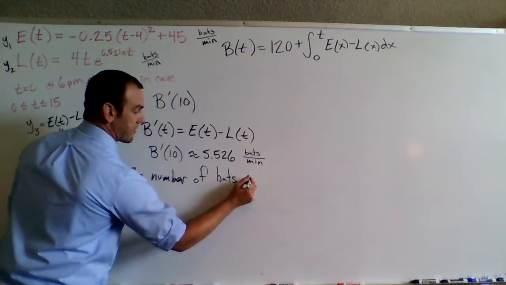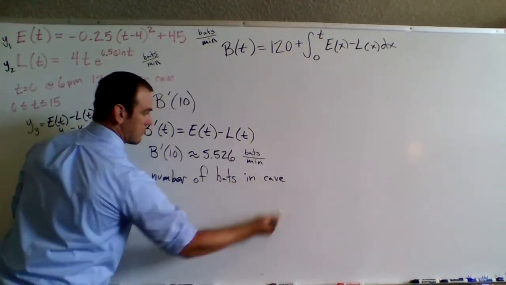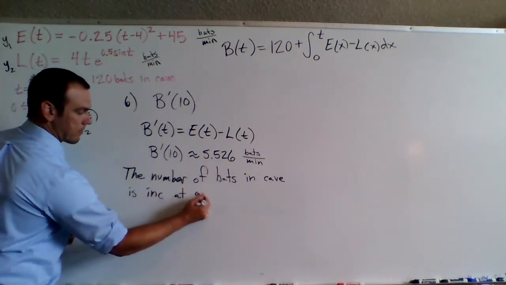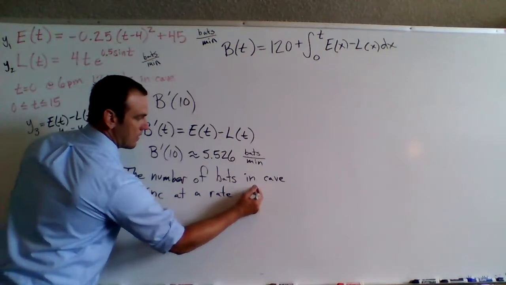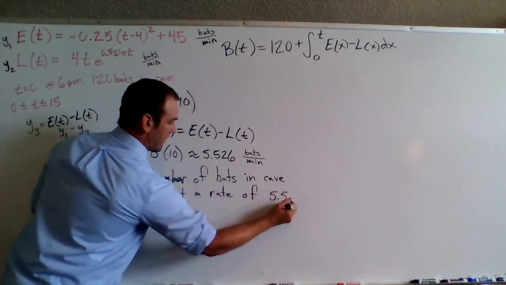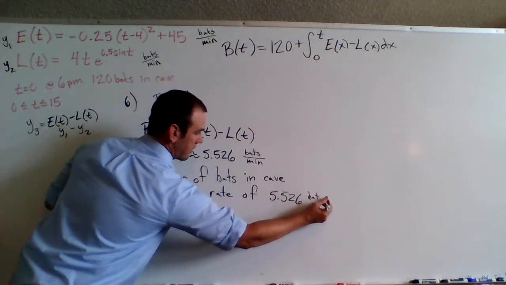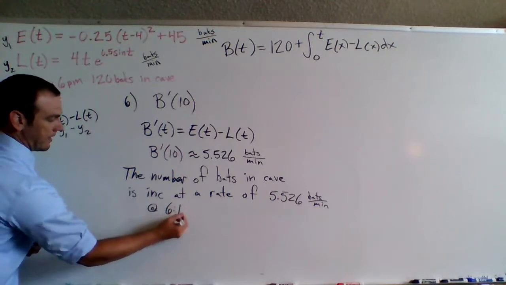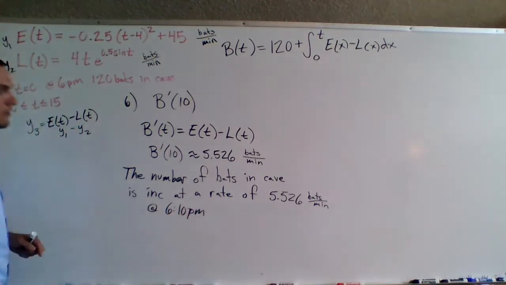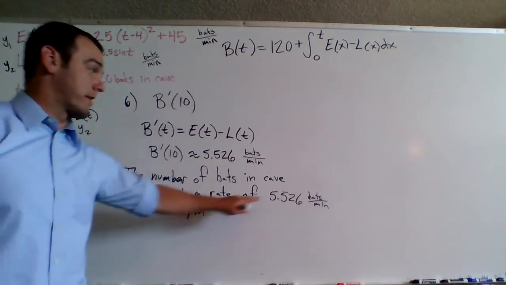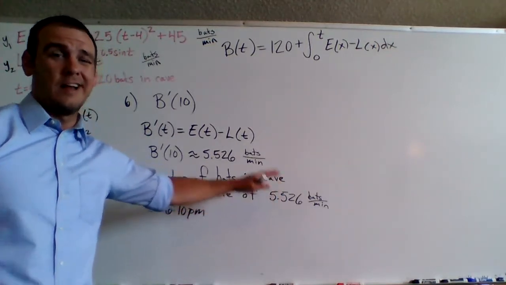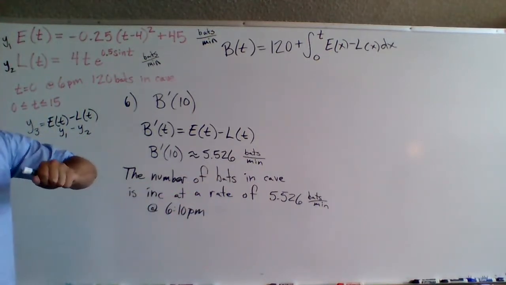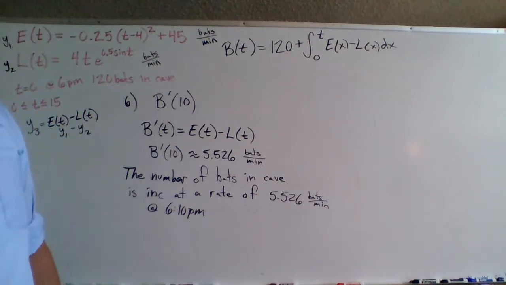So number of bats in cave is increasing at a rate of about 5.526 bats per minute at 6:10 p.m. Okay, make sure you restate the time because it's not always going to be increasing at that rate. It's only increasing at that rate at 6:10 p.m. specifically.